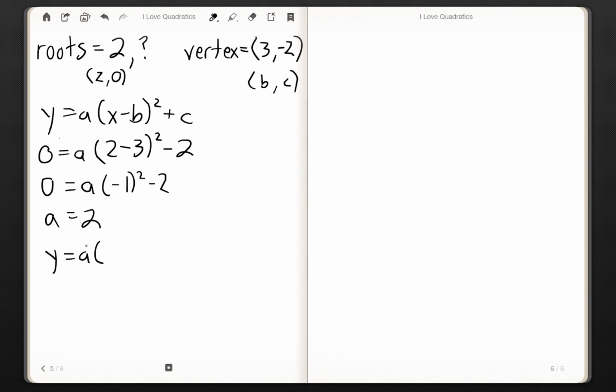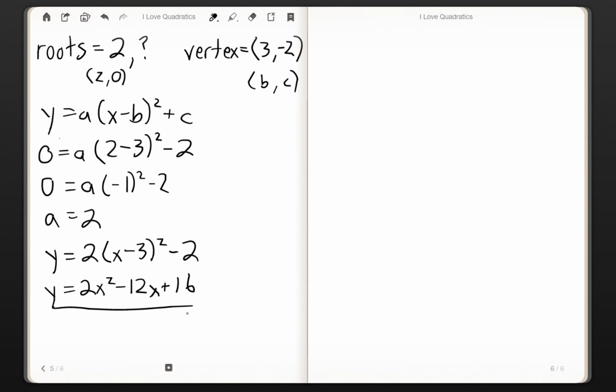So the equation in vertex form will be y equals a of 2 times x minus b of 3 squared plus c of -2. In standard form, this is going to be 2 times x squared, 2 times -6, so minus 12x, plus 2 times 9, so plus 18, minus 2 will be plus 16. There we go.